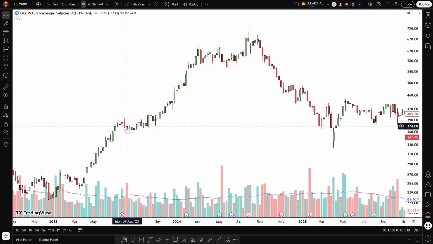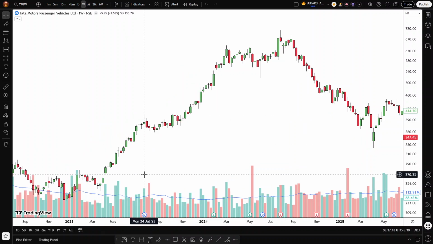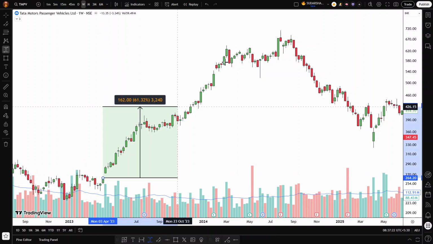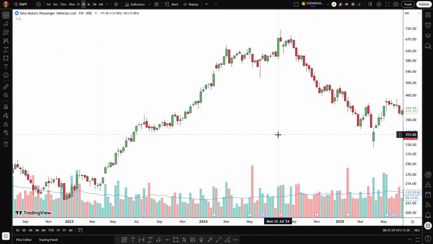You can say that the price from here may go down, yes, of course, but the thing is it went up. This is also a game of probability, right? I told you. So it went up, it went up, and again, if you can see all this up move, 140%, 1 year, 1 year 140%.